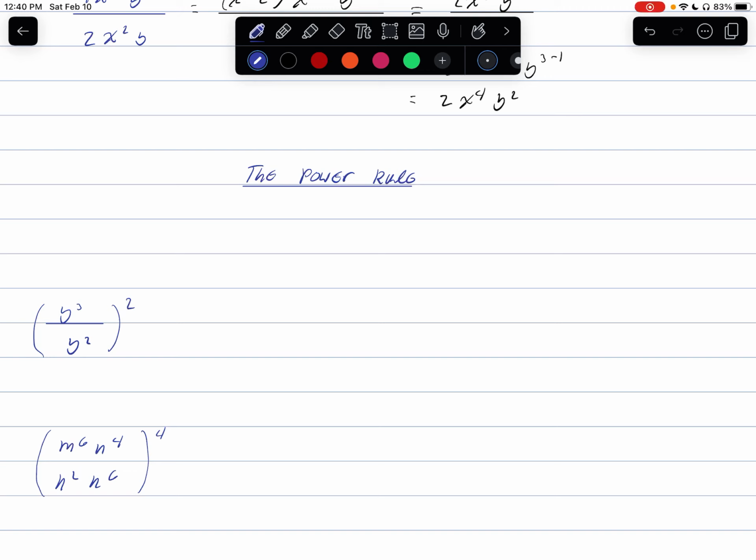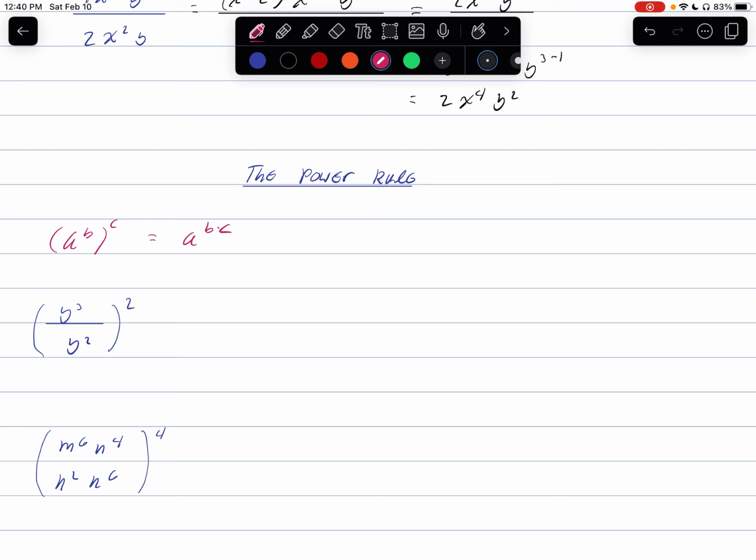So now let's talk about the power rule. This is when you want to take a power of another power, okay? So here, if we have a to the b raised to the c, we take a, raise it to the b, and then raise that whole thing to the c power. This is the same thing as a to the b times c, okay?